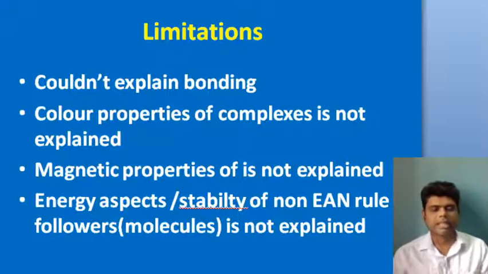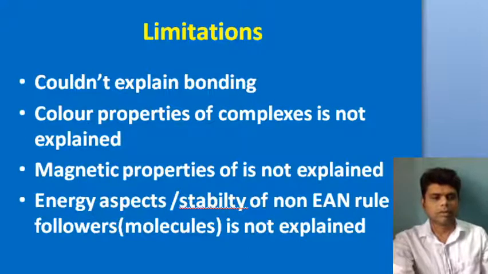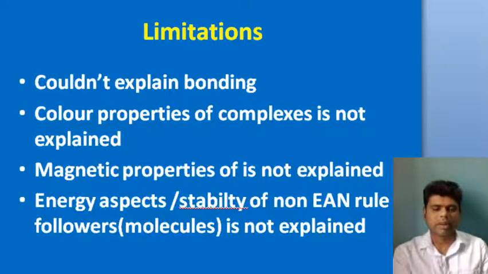Limitation: energy aspect and stability of non-EAN rule followers. Certain complexes are not following EAN rule, but still they are stable, truly speaking. So why do non-EAN rule follower molecules or complexes have stability? That also is not explained by what? Your Sidgwick's theory. So that couldn't explain. These things they will ask in examination. That's why we are writing here the limitations part.